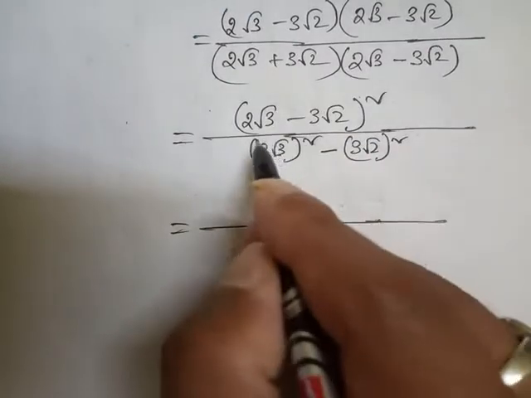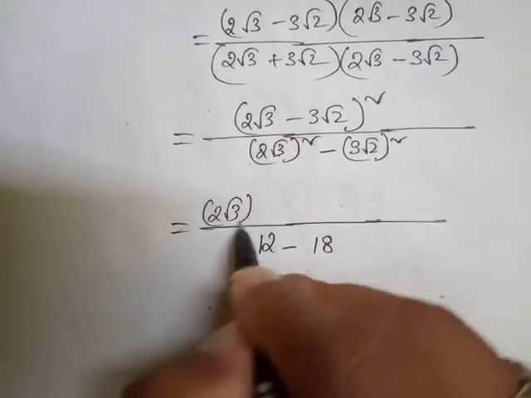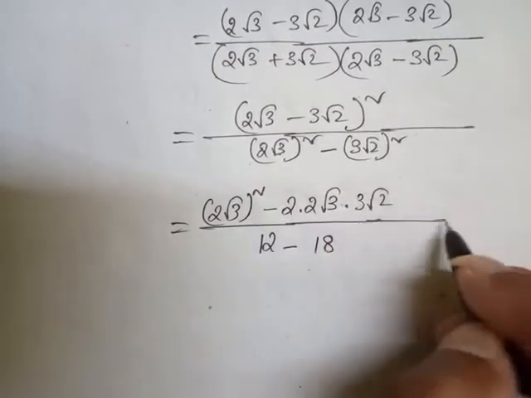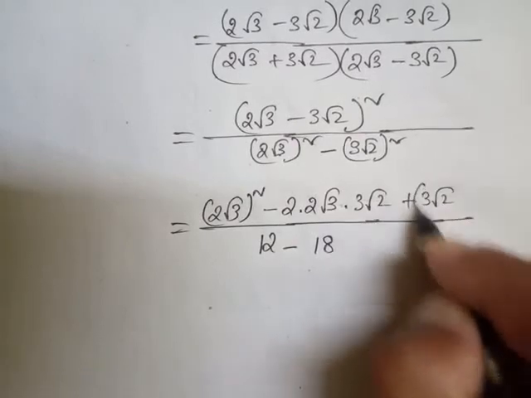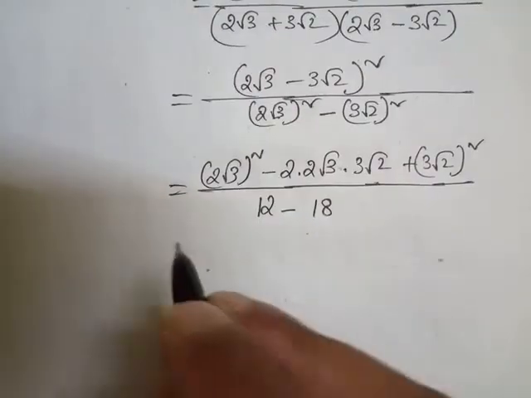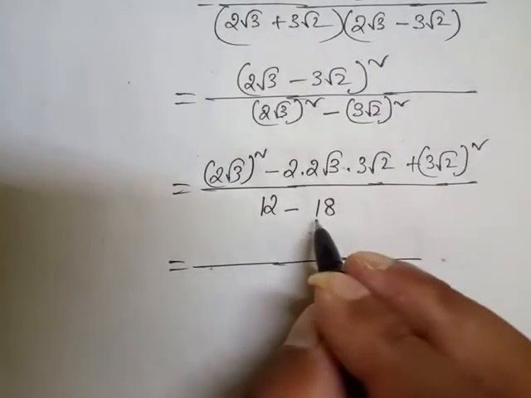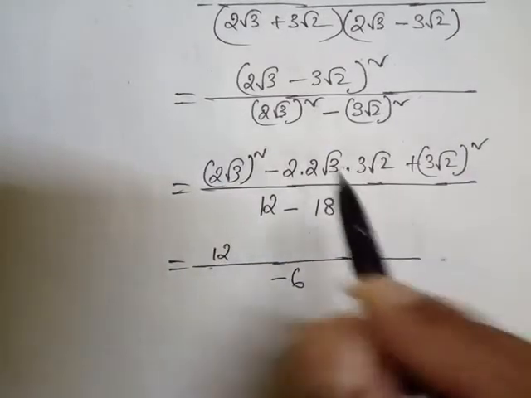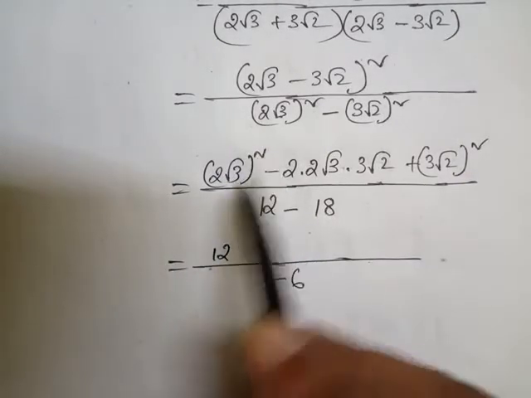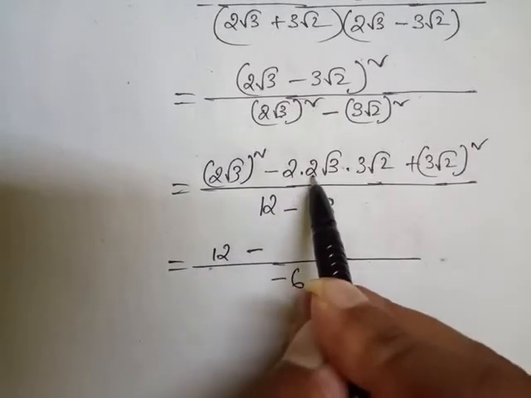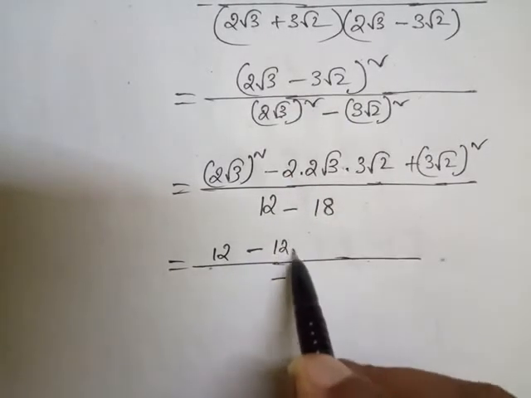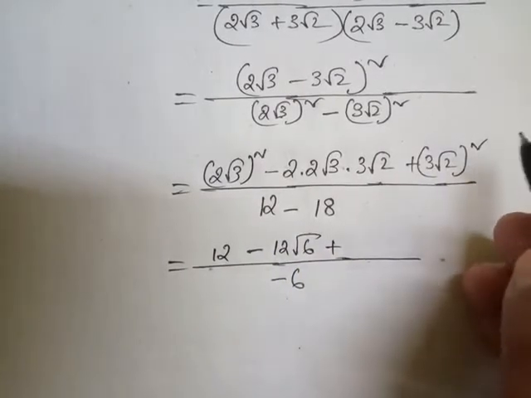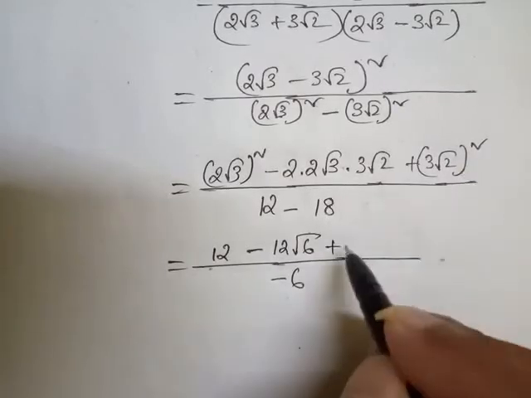Now look, (a minus b) whole square is a square minus twice ab plus b square. Next would be 12 minus 18 minus 6: 2 square is 4, 4 times 3 is 12. Here 2 times 2 is 4 and 4 times 3 is 12, 12 root 6. Now here 3 square is 9 and the square root cancels, so 9 times 2 is 18.